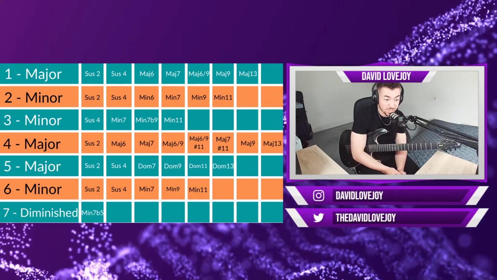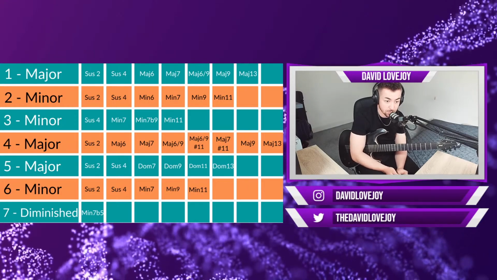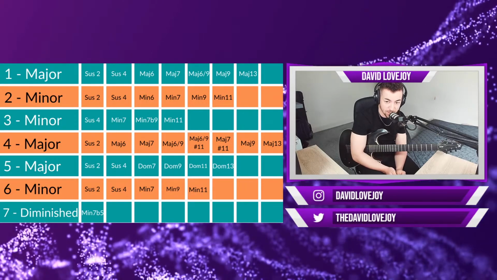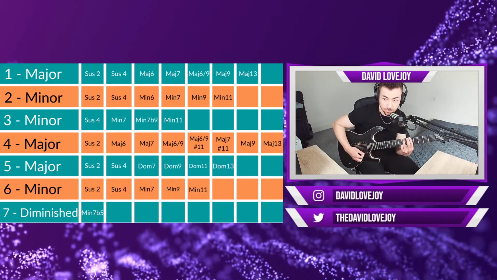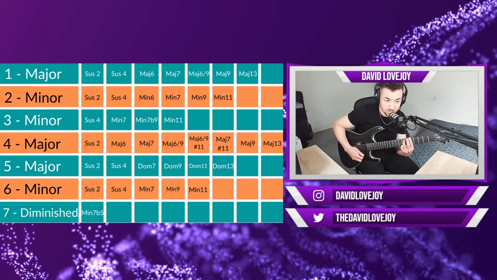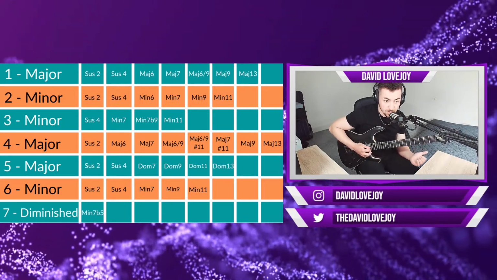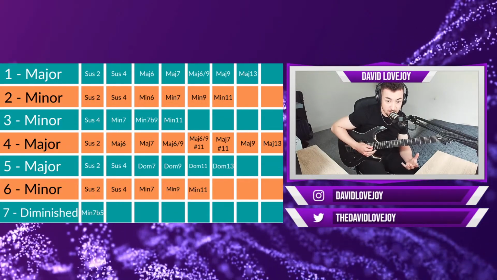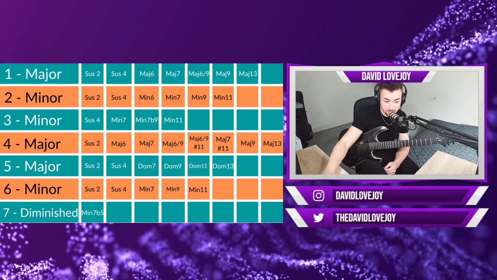And then finally, chord 6, which is A minor. We can play a sus2, sus4, minor 7, minor 9, minor 11. I chose a minor 9, A minor 9. All right, so we've got D minor 11, G13, C major 9, and then A minor 9. Let's take a listen to the chord progression.